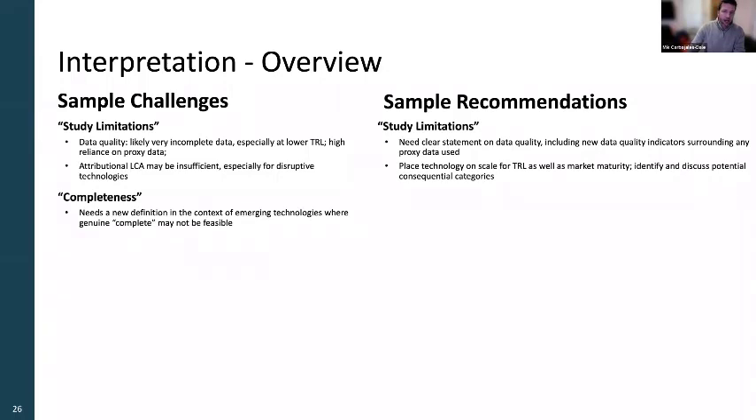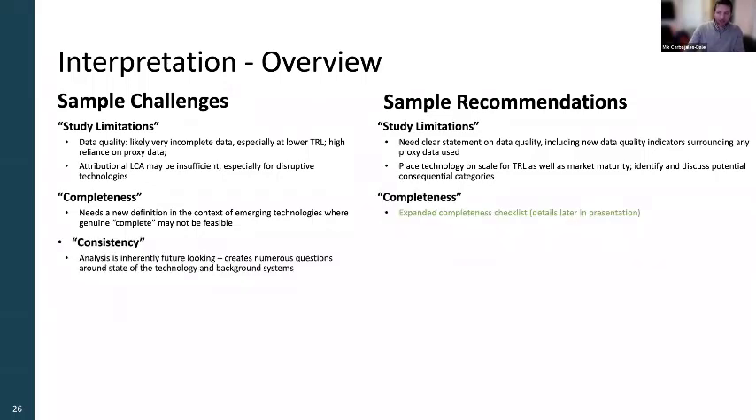Completeness, we may need to rethink our notions of completeness here, because complete may not be feasible at all, right? So for an existent technology, then completeness means, did you collect all the data that was available, right? And to what extent did you? Whereas here we're talking about data that's literally not available, right? So, and we have a checklist to talk about that later.